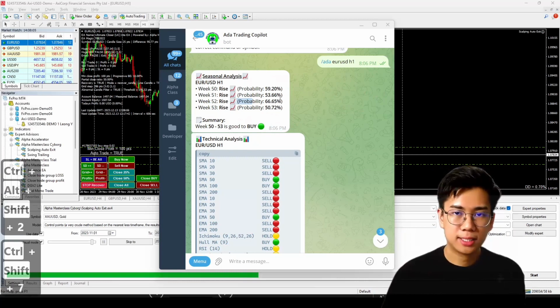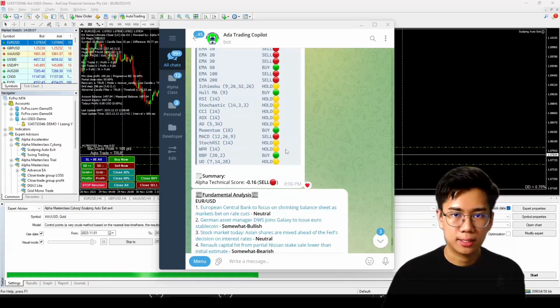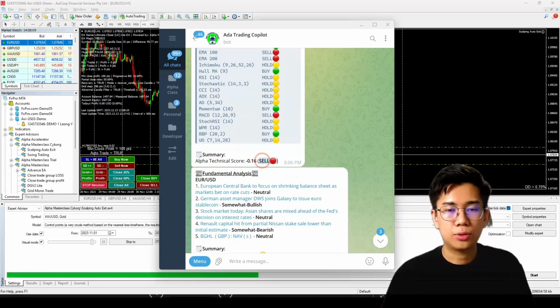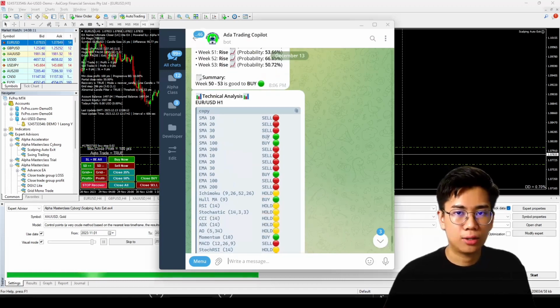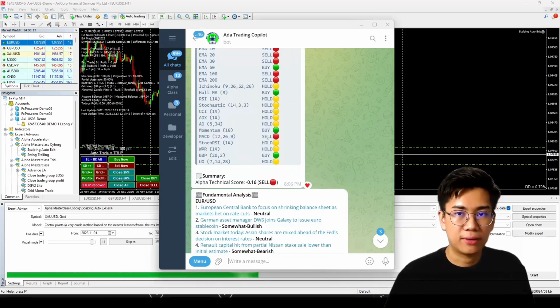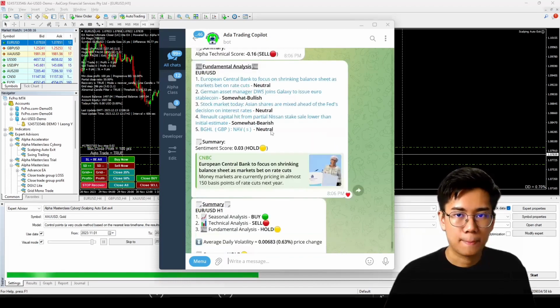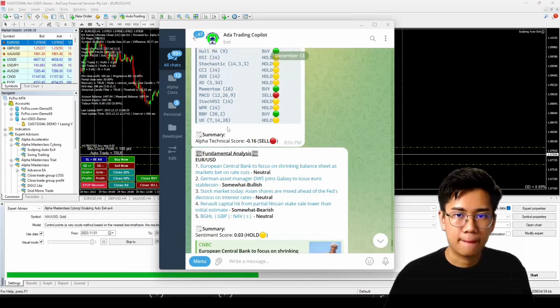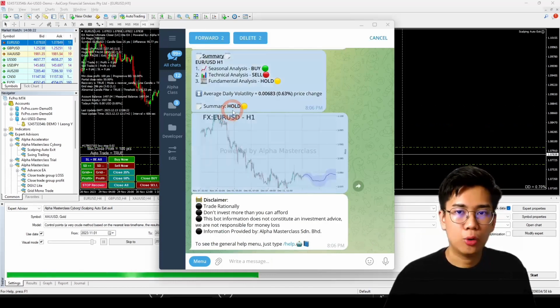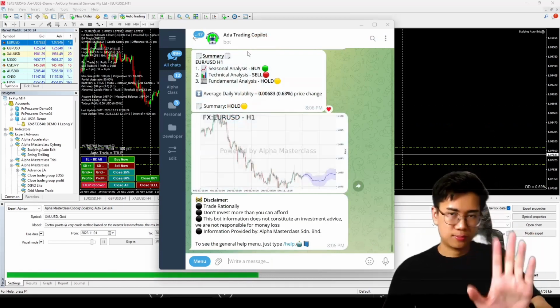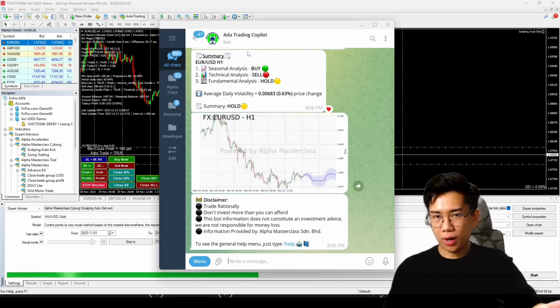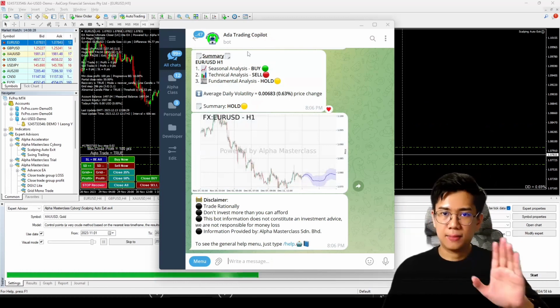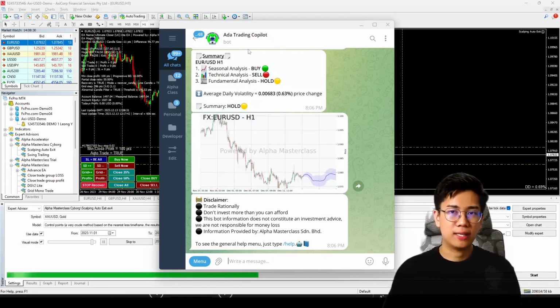After seasonal, then go to technicals. Technical analysis is more about analyzing all this moving average, RSI, whatever it is, to tell you to buy or sell. And based on that, it tells you to hold first. Now, what does hold mean? Hold means wait a while. Let the market stabilize first, and I confirm with you later.